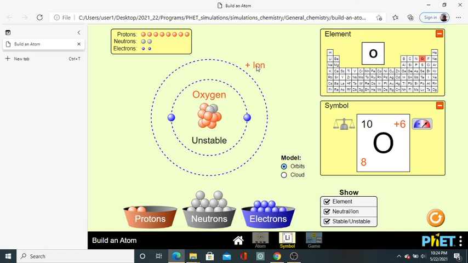It is positive in charge because the number of protons is greater than the number of electrons. So let me make it more stable. Adding on the number of protons as well as the number of neutrons will make the atom stable. So it goes there, 16. So you have a stable atom now, but the charge is still positive. So let me add the other electrons.